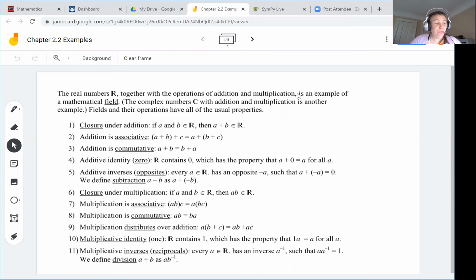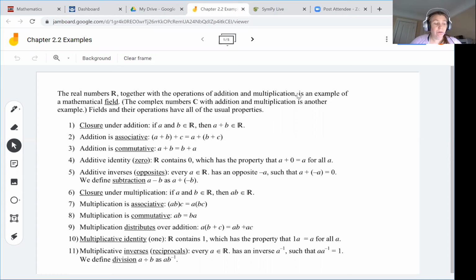Here in chapter 2.2, we are studying the properties of matrix operations. Our objectives for this chapter are to know and use the properties that are associated with the matrix operations of addition, subtraction, scalar multiplication, and matrix multiplication that we saw in the last section, and then the properties associated with the zero and identity matrices.